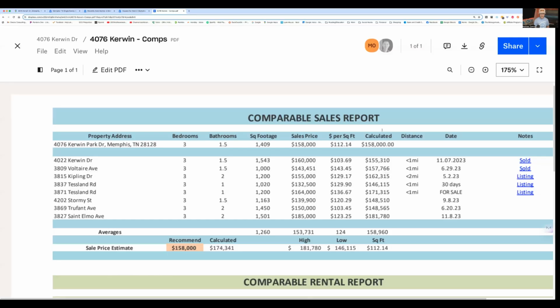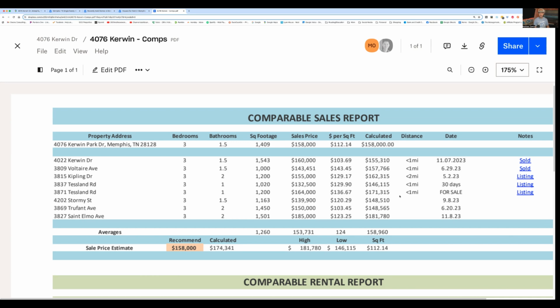Okay. So right here, we have a breakdown of one property that I've basically purchased, and we're looking at the property location of 4076 Kerwin out in Memphis, Tennessee, in a different market. I live in Southern California. You can do this anywhere in the country. So extremely important to understand how to break the math down and pull your comps.